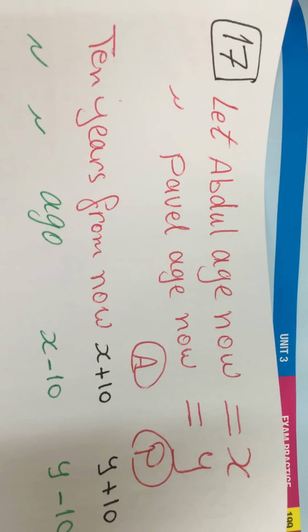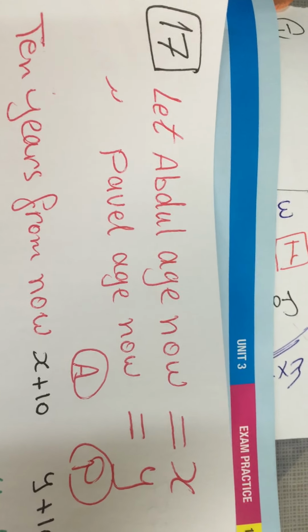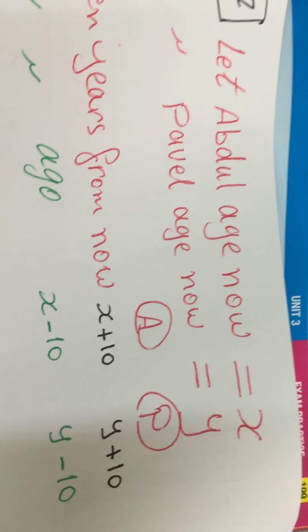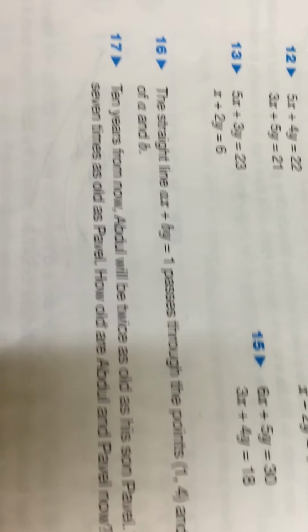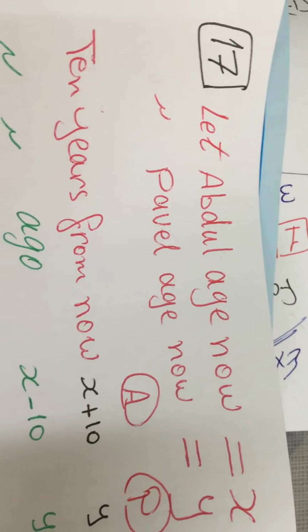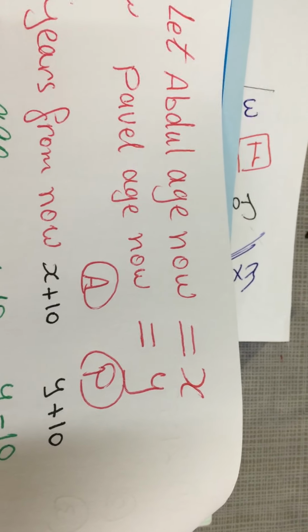And Pavel's age now equals y. So I give the age of the father x and the age of the son y now. And then, go with me. He said 10 years from now. So after 10 years, the age of the father Abdul will be x plus 10, because the age of the father now is x. After 10 years, it will be x plus 10. And the age of Pavel after 10 years will be y plus 10.